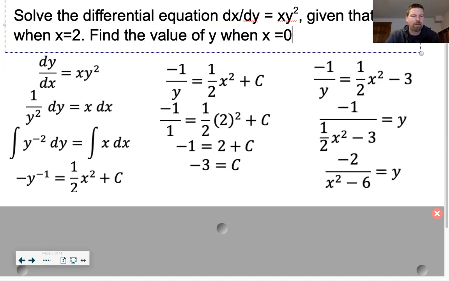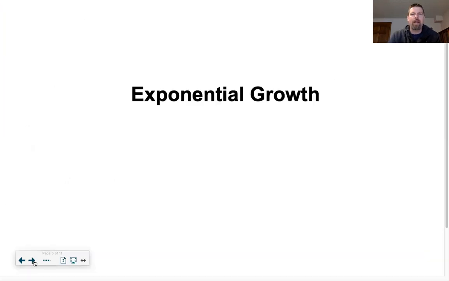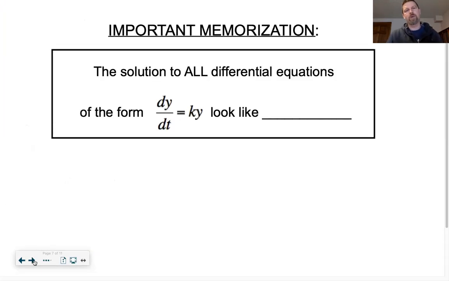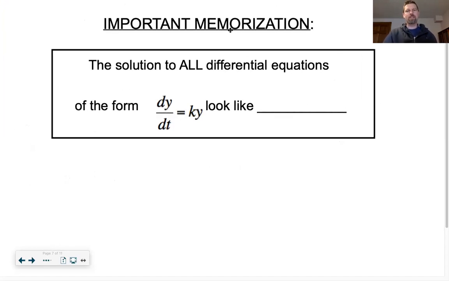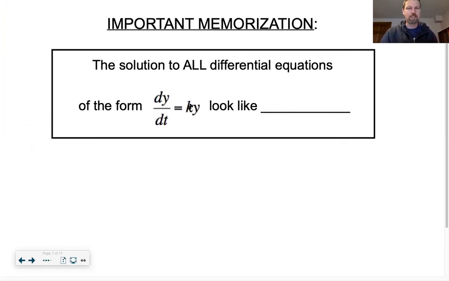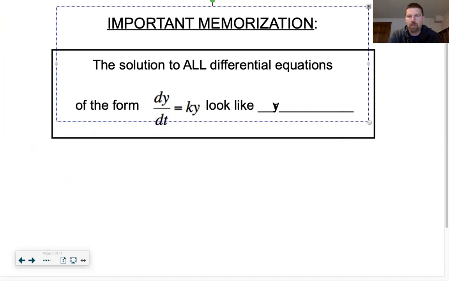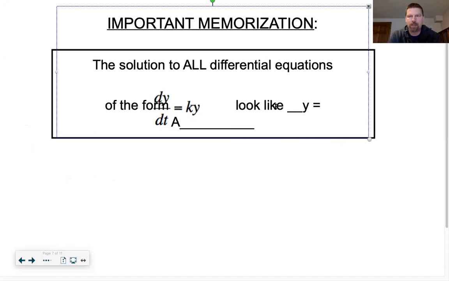All right, we're moving. Nice. Exponential growth. There's an important memorization. Again, that's kind of nice about this year. You could have this on a quick reference sheet, which, yes, I'm still working on. I'll try to get that for you. The solution to all differential equations of the form dy/dt equals ky looks like y equals some initial starting amount times e to the kt.